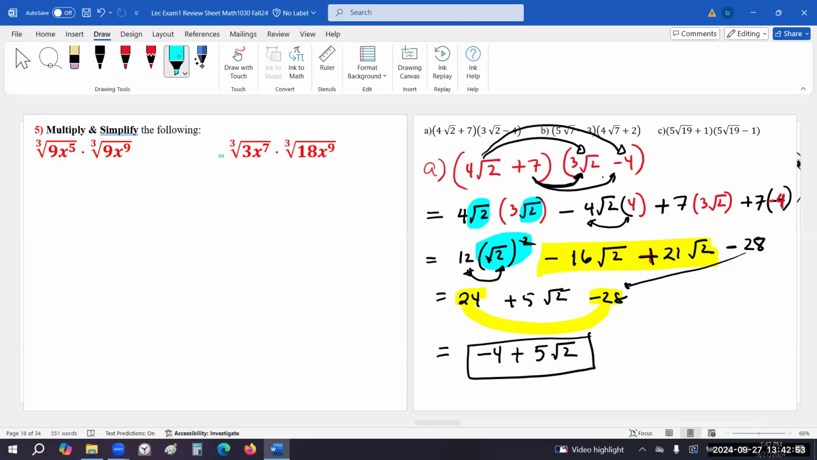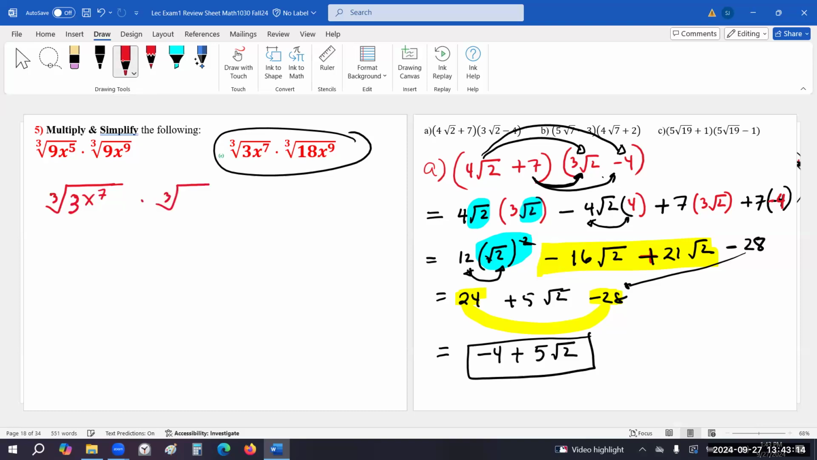Reducing, simplifying radical, multiply and simplify. I'll do only one of them. Let me do this one because this one is harder. Cube root of 3x to the 7 times cube root of 18x to the 9. When you multiply, we get two things: 3 times 18 together, and the variable x to the 7, x to the 9 together.